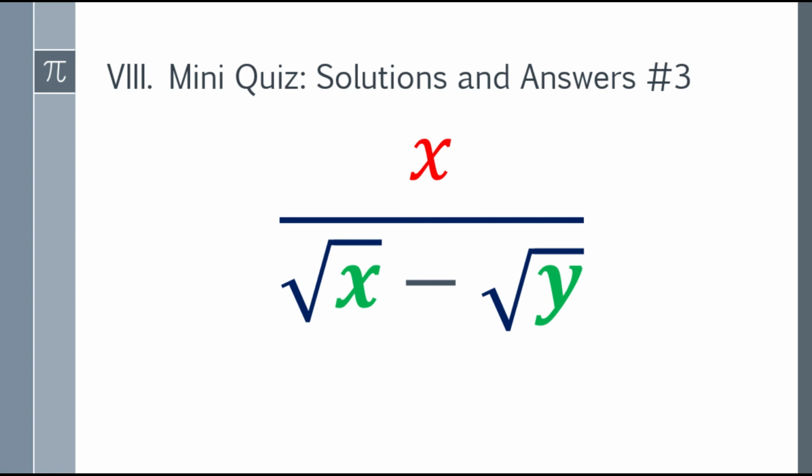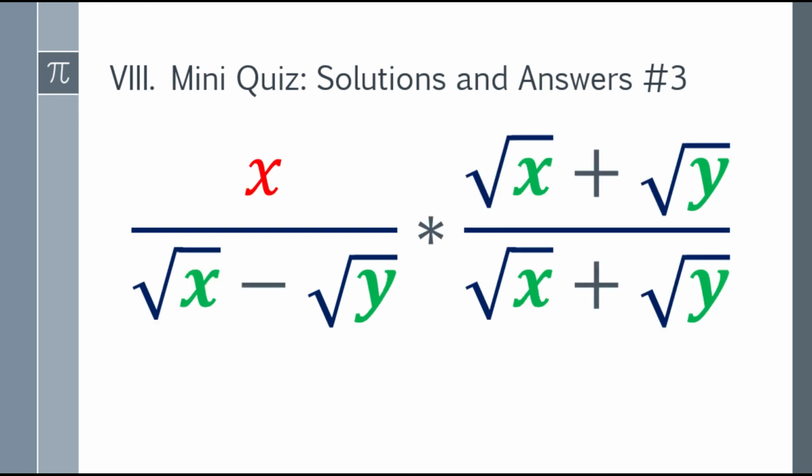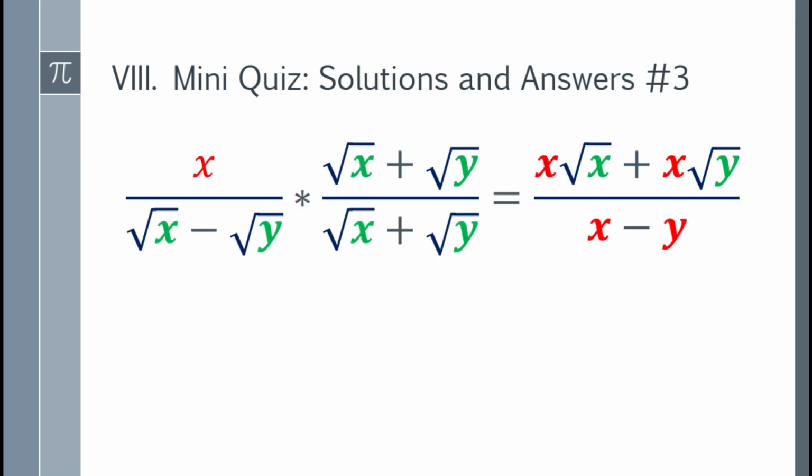Okay, last question tayo. What if we have x over the square root of x minus the square root of y? We multiply it with the conjugate. So multiply natin siya parehas sa numerator and denominator by the square root of x plus the square root of y. And sa denominator, that will be the square root of x plus the square root of y. Simplify it, and that will be x square root of x plus x square root of y over x minus y, meaning final answer.